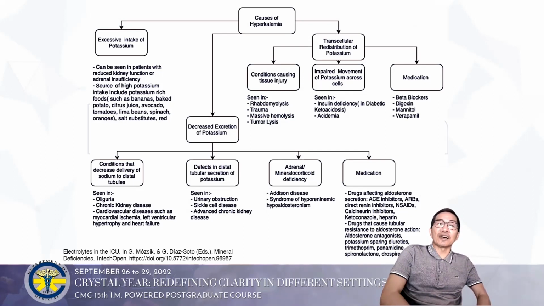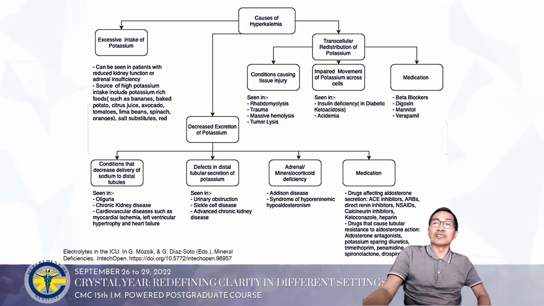Now, as far as the other causes of hyperkalemia, they may involve transcellular redistribution of potassium. Now, what are these? Conditions that cause tissue injury, as in rhabdomyolysis, patients who underwent trauma, massive hemolysis, or tumor lysis. Transcellular redistribution of potassium can also occur in impaired movement of potassium across the cells, as we see in insulin deficiency, or in patients with DKA, or in patients with metabolic acidosis.